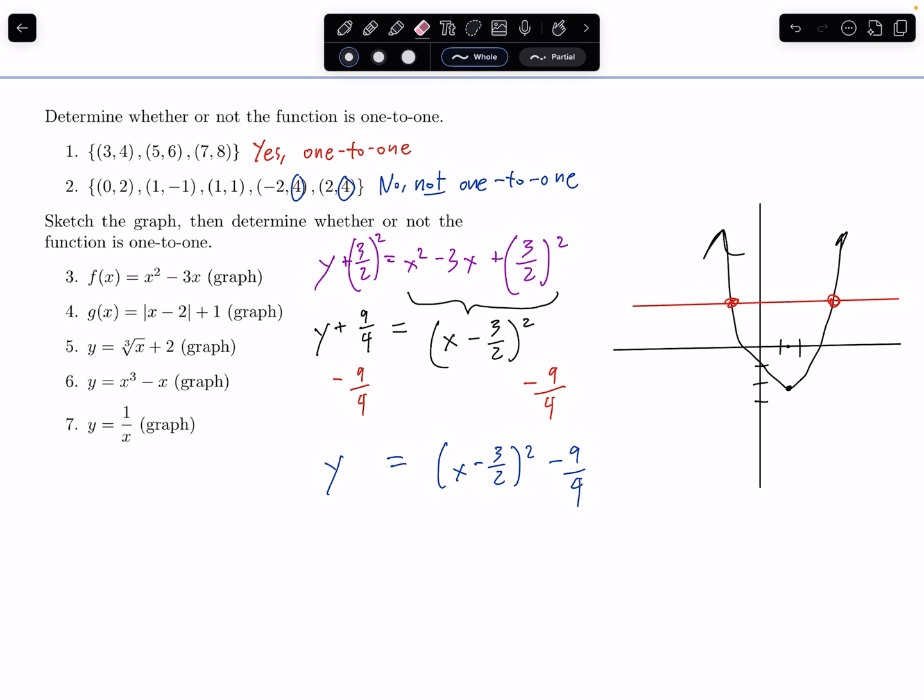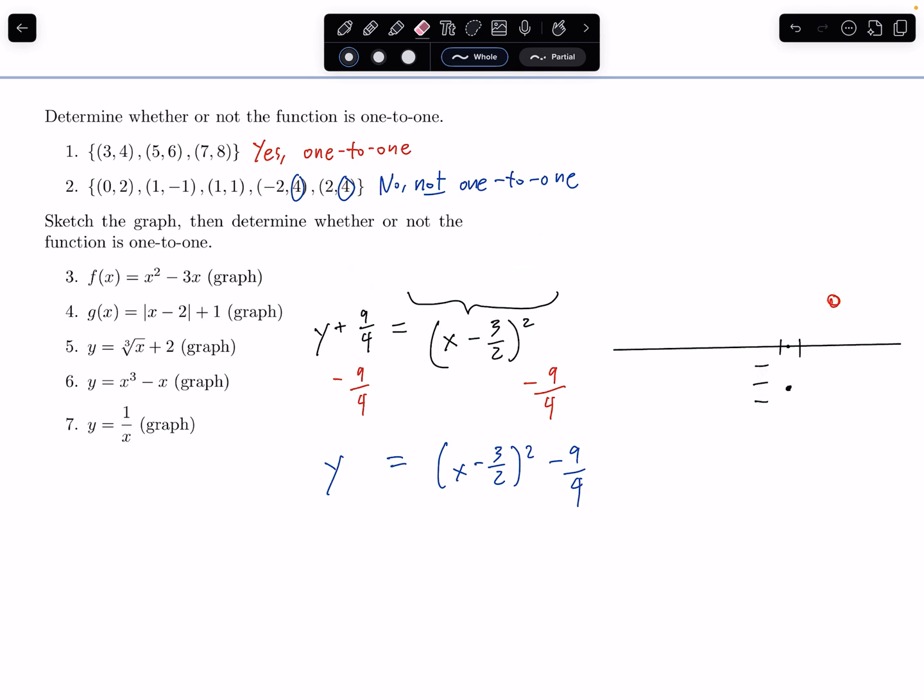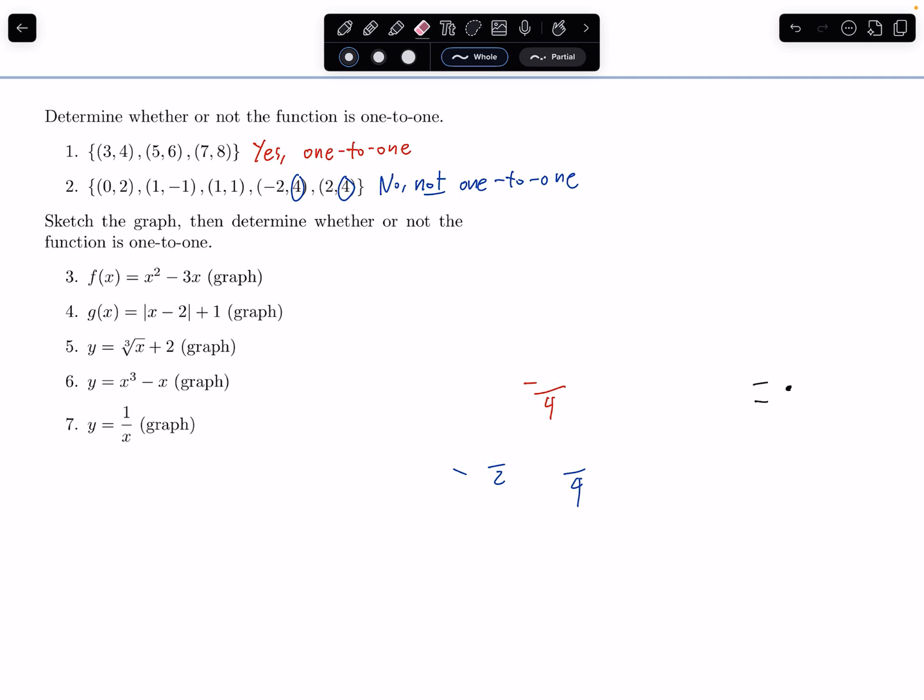cross through 2 points. Because a horizontal line crosses through 2 points, that means it failed the horizontal line test, and because it failed the horizontal line test, that means it is not 1 to 1. So number 3, not 1 to 1. And we graphed the thing. So no, not 1 to 1.